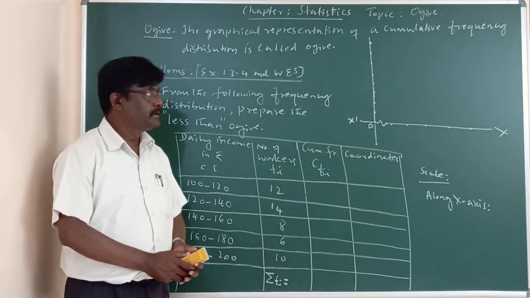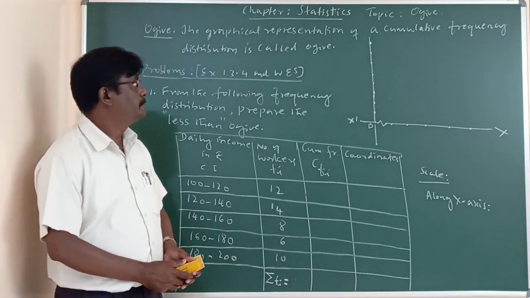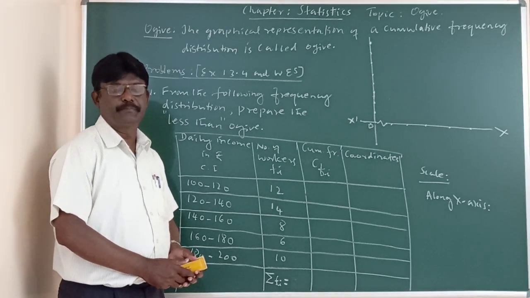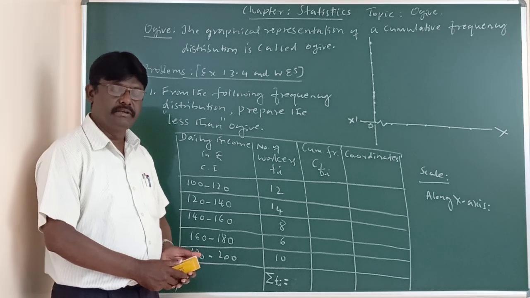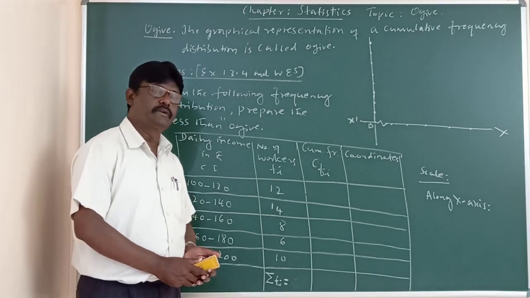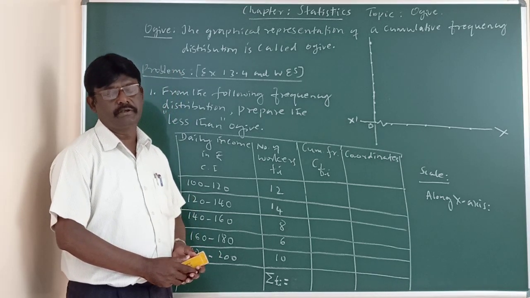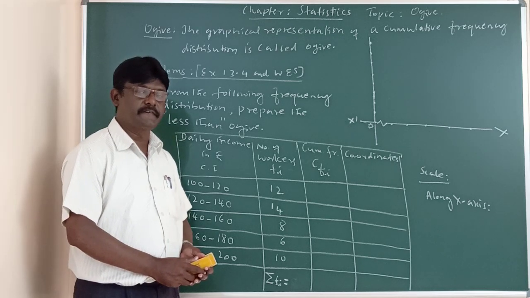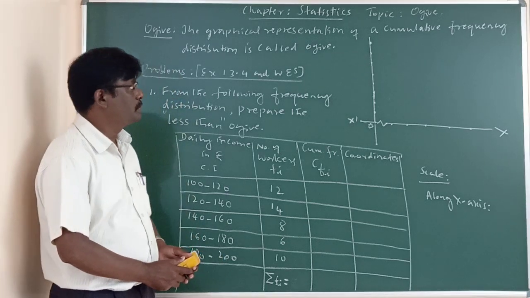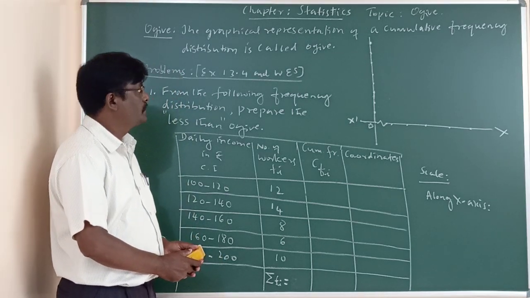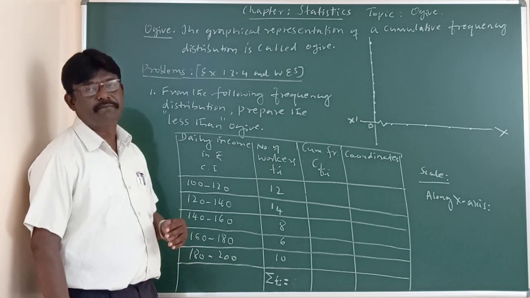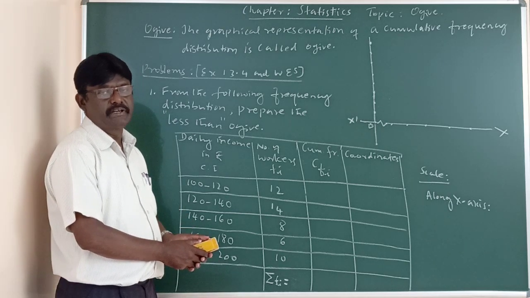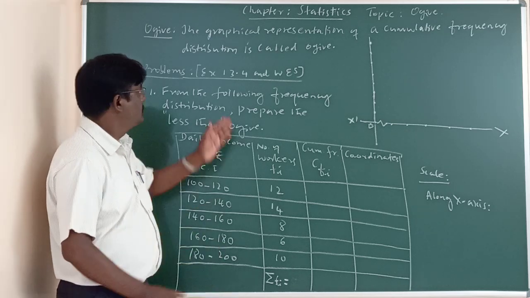Hello children. In the previous 3 classes in the chapter statistics, we have learned clearly how to calculate mean, median and also mode by using formula for grouped data. In today's class, we will take one more new topic, that is OGIVE. What is OGIVE? It is nothing but graphical representation of the given frequency distribution. We will get a smooth curved one.